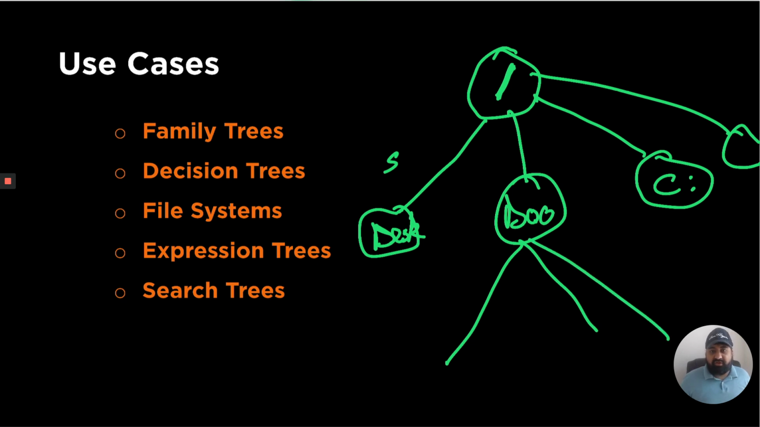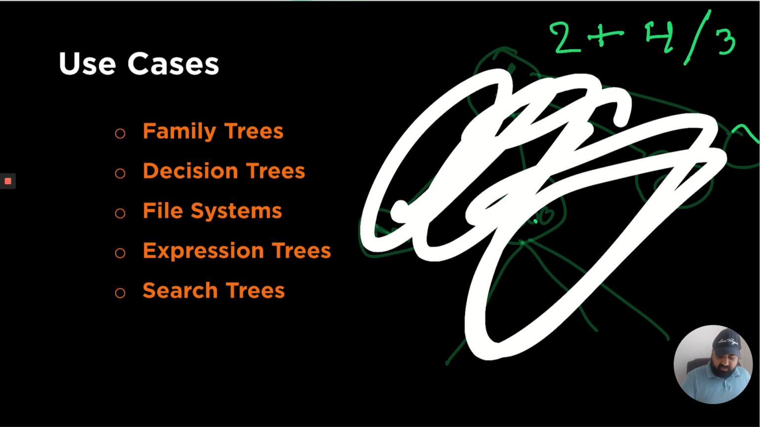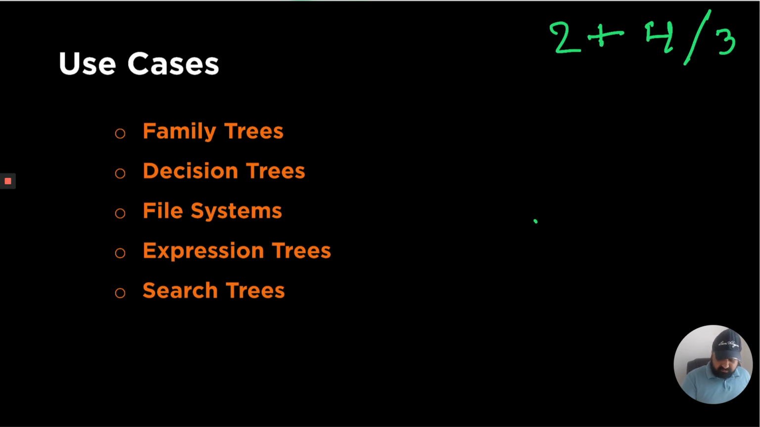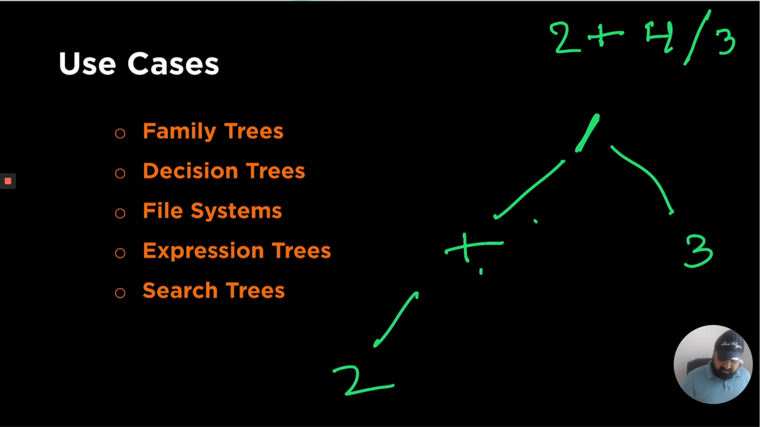Another example is expression trees. Last week when we covered stacks, we discussed how you can evaluate expressions like 2 plus 4 divided by 3. These can also be represented in the form of trees. I'll give you a concrete example: this expression can be represented in the form of a tree.